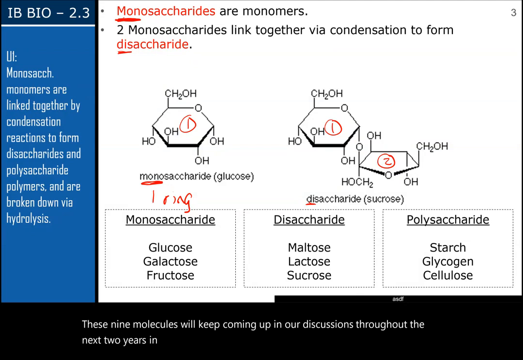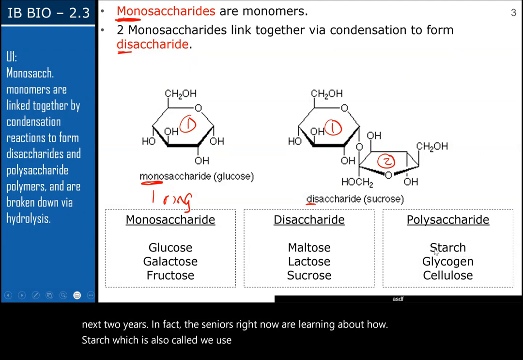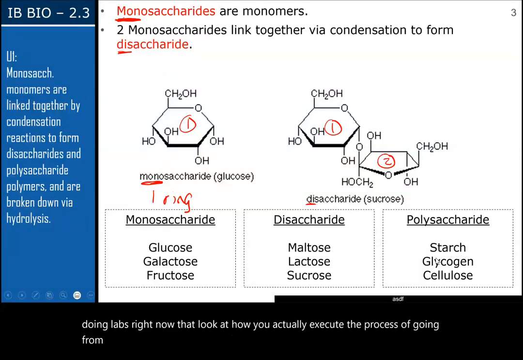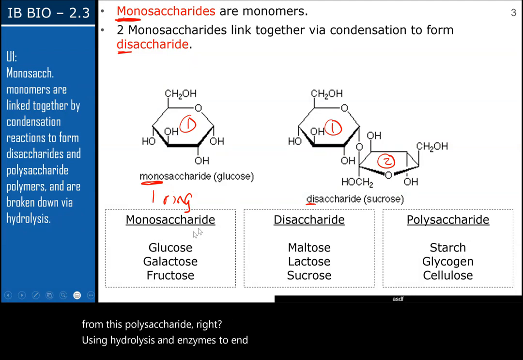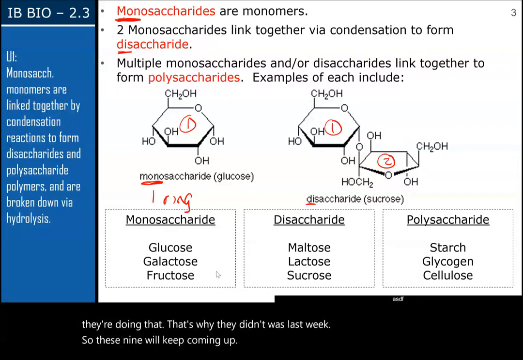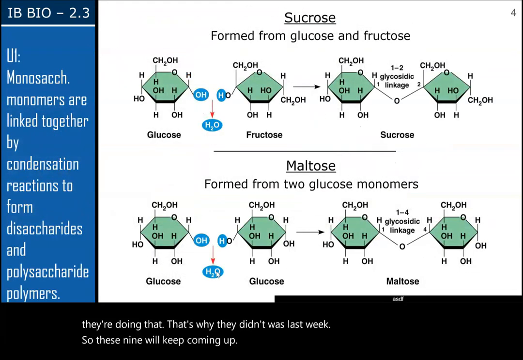In fact, the seniors right now are learning about how starch, which we also call amylose, and they are doing labs right now that look at how you actually execute the process of going from this polysaccharide, right, using hydrolysis and enzymes to end up with monosaccharides here. That's what all the lab equipment was last week. So these 9 will keep coming up. So let's talk about them in detail.